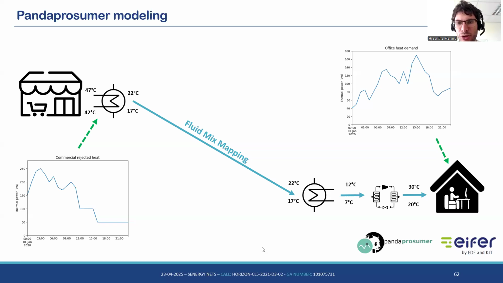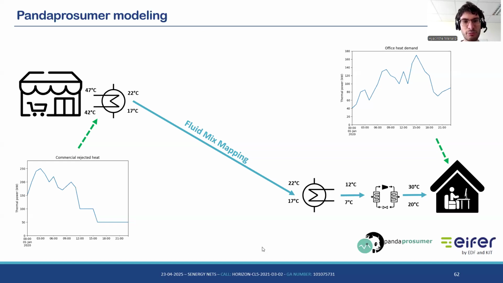Here I use some time series profiles that are actually not the real ones from the site. I made them up for the example, so they're probably not really realistic. I use the fluid mix mapping scheme in order to be able to create some parallel configurations that you will see in the next steps.